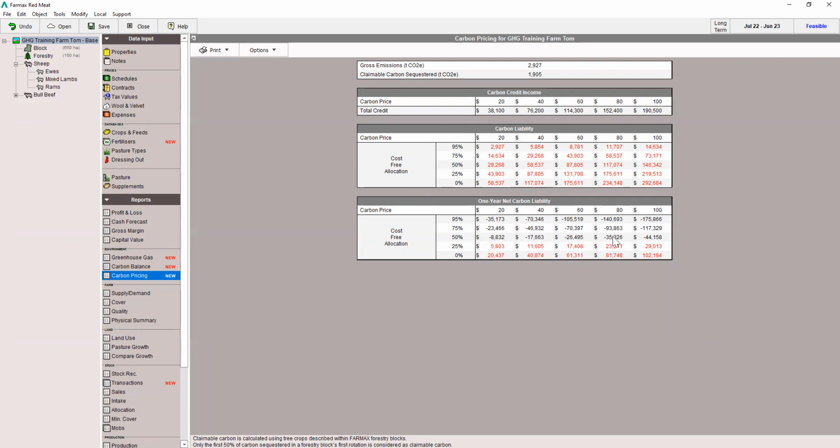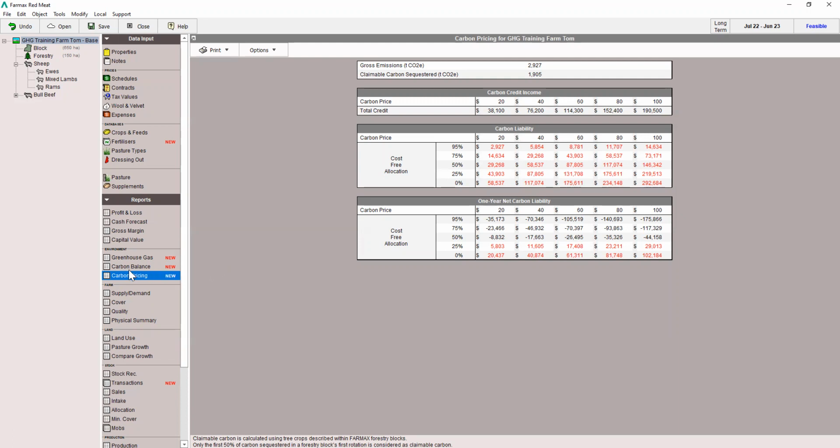And finally, we have essentially just one number minus the other. So if we take our $80 carbon, for example, with a 95% cost-free allocation, we have $152,000 in carbon credit income. We have a carbon liability of about $11,700, which leaves us a sort of net liability, all things considered, of negative $140,700, which means the farm is going to be about $140,000 better off because the carbon credits well exceed the carbon liability for this particular property.